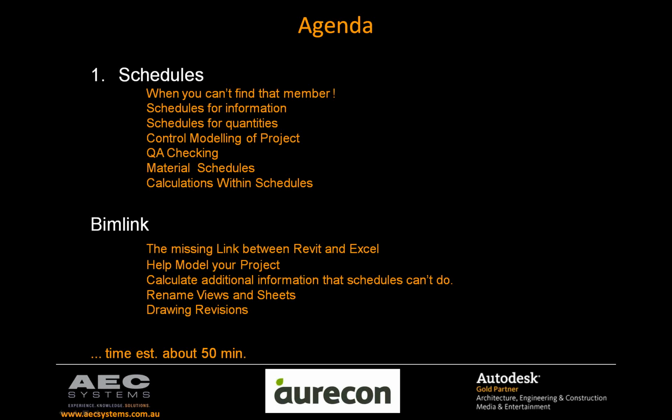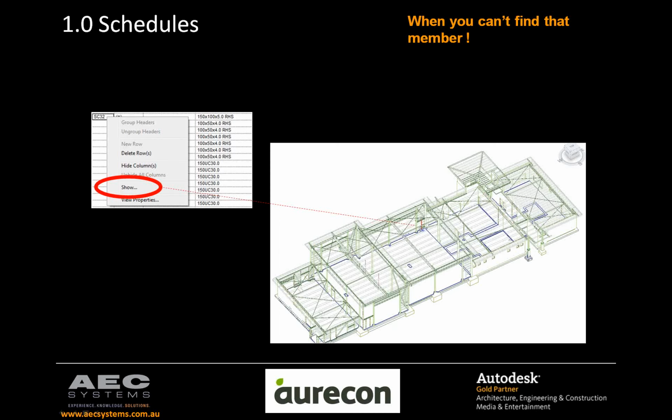These are the sort of things we're going to try and go through: finding elements, information quantities, control modelling, project QA, using material schedules and calculations in schedules. And then we'll have a little play just in BIMLink. We could talk for hours on BIMLink on its own, but we'll just touch on a few of those items.